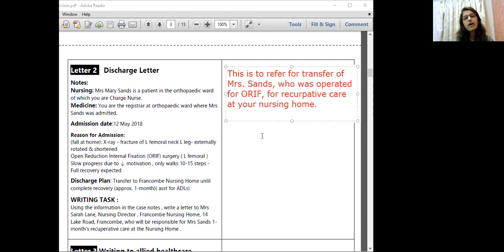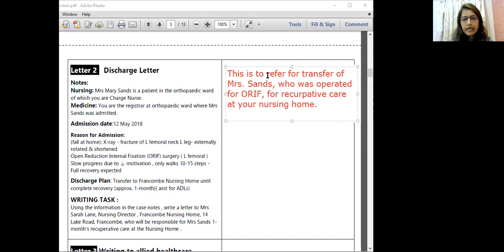Similarly, just saying ORIF is not enough, because ORIF on which leg or which bone, isn't that also important? Because ORIF can also be for a fracture in the hand, it can be for a fracture in the leg, and again whether it is left or right. So being precise means that by looking at the introduction paragraph, the target reader should be able to visualize the problems that the patient may have had. So it's important that you clarify those things.